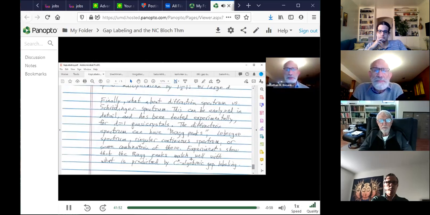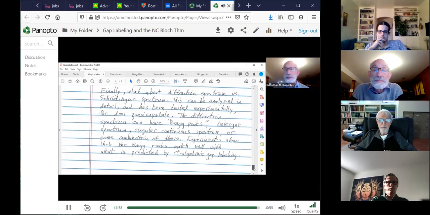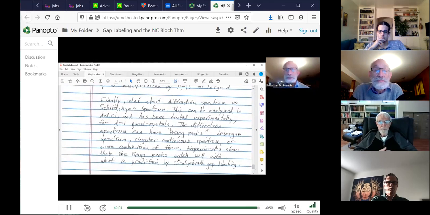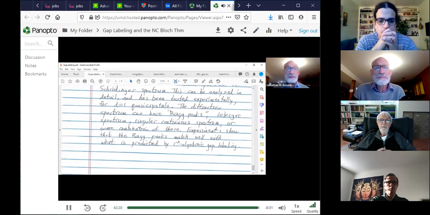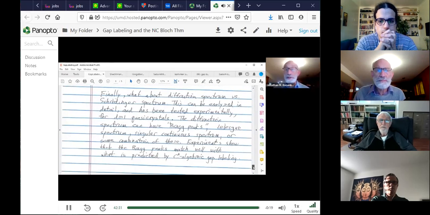Experiments show that the Bragg peaks match up well with what's predicted by the C-star algebraic gap labeling conjecture, or in this case, it's actually a theorem because we're in d equal 1. So for those one-dimensional tiling spaces, the program does relate these various kinds of spectra very nicely to the K-theory of the C-star algebra and to the Čech cohomology, and all of them give the same answer.